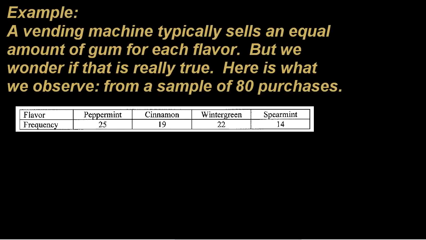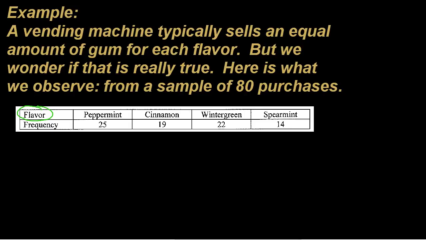A vending machine typically sells an equal amount of gum for each flavor. But we wonder if that's really true. So here is what we observe from a sample of 80 purchases. First, recognize that these are not proportions, these are not means, these are counts. I counted 25 people who bought peppermint gum, 19 who bought cinnamon, 22 who bought wintergreen, and 14 who bought spearmint. So there's only one variable: what is your favorite flavor of gum? And there are 4 different categories that you could fall into.